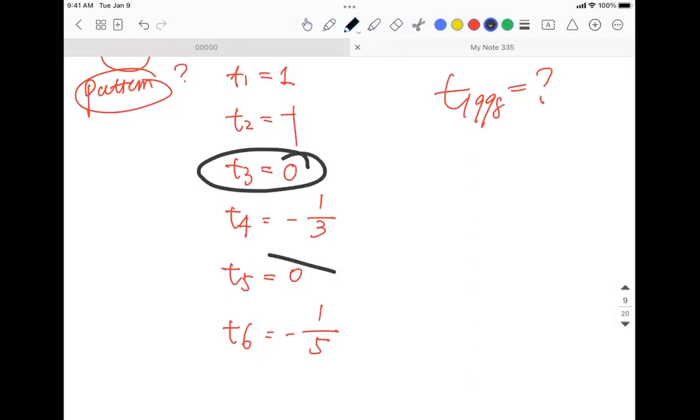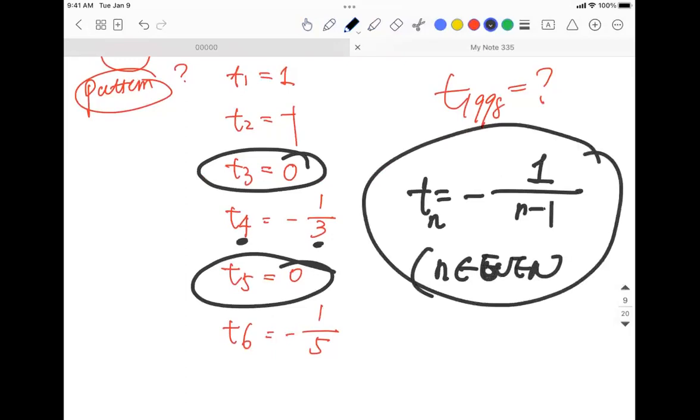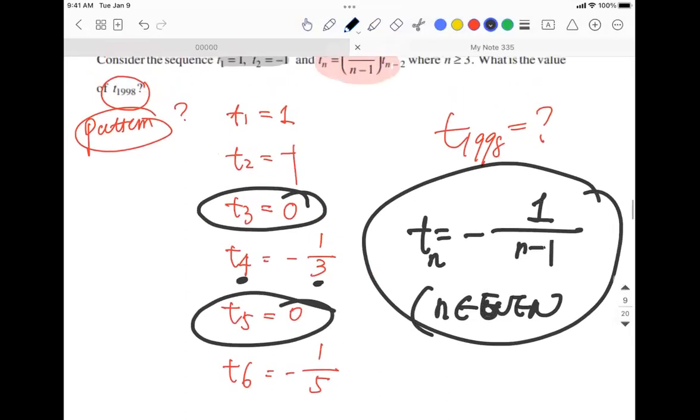So you just basically see all the odd numbers will go to 0, and all the even numbers will be minus 1, and then this guy is actually one number higher than this guy. So Tn will be n minus 1 whenever n is odd, and so on whenever n is even. Is that right? So that's the pattern. You don't really have to give a rigorous proof. As long as you know the pattern, you're good to go. So that being said, your T1998 will be minus 1 over 1997.